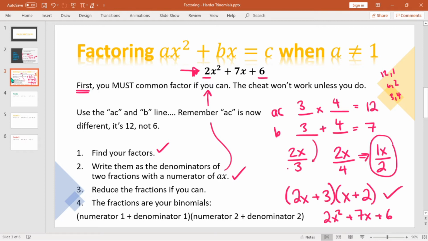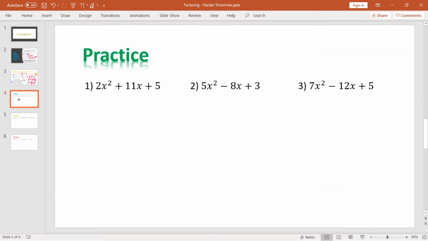Now we're just going to do lots and lots of examples. Number 1. And I'm going to write common factor because it has to be your first step. I can't for number one, so that's fine. My AC and my B.